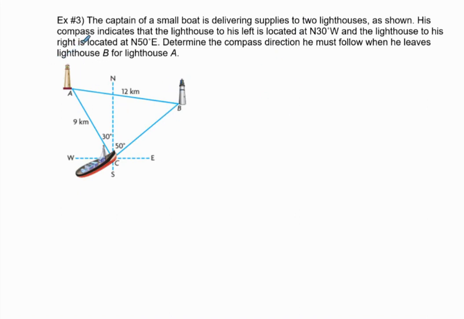His compass indicates that the lighthouse to his left is located at north, and then 30 degrees to the west. And the lighthouse to his right is located at north and then 50 degrees to the east, right here. So this angle is 50, this angle is 30, as it shows in our diagram. So we want to determine the compass direction he must follow when he leaves lighthouse B for lighthouse A.